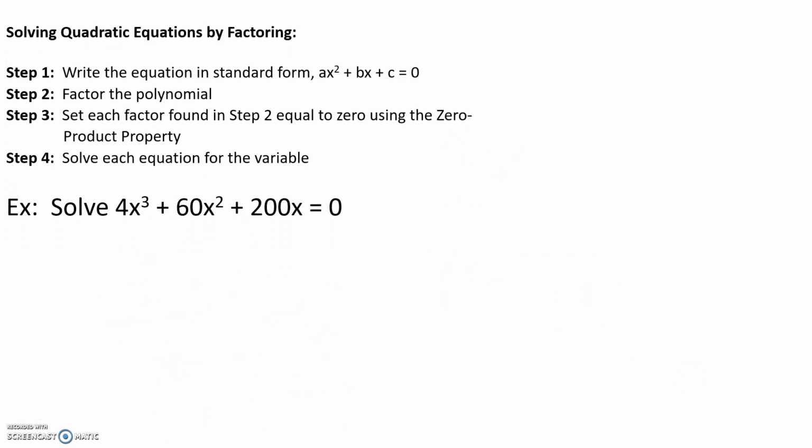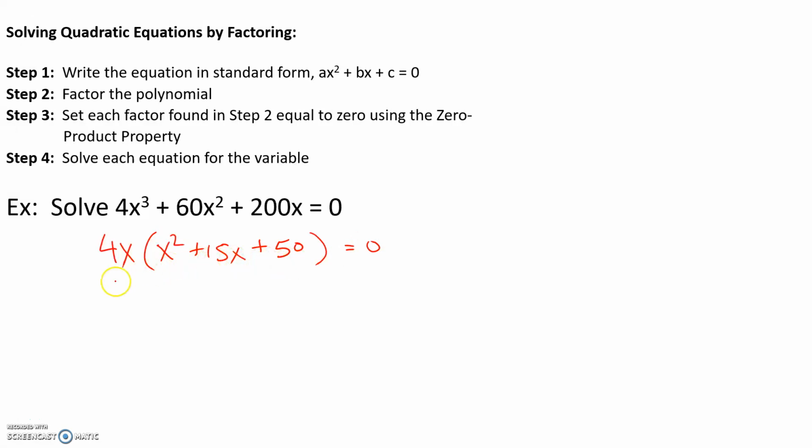Let's do one more. Let's solve 4x cubed plus 60x squared plus 200x equals 0. So between 4x cubed, 60x squared, and 200x, our greatest common factor is 4x. Let's figure out what's left over. 4x cubed divided by 4x is x squared. 60x squared divided by 4x is 15x. 200x divided by 4x is 50. And that is equal to 0.